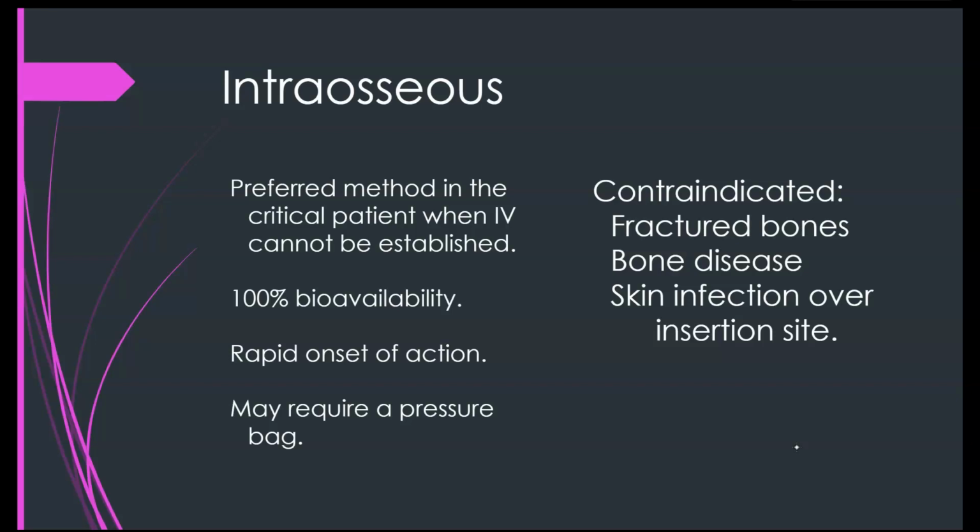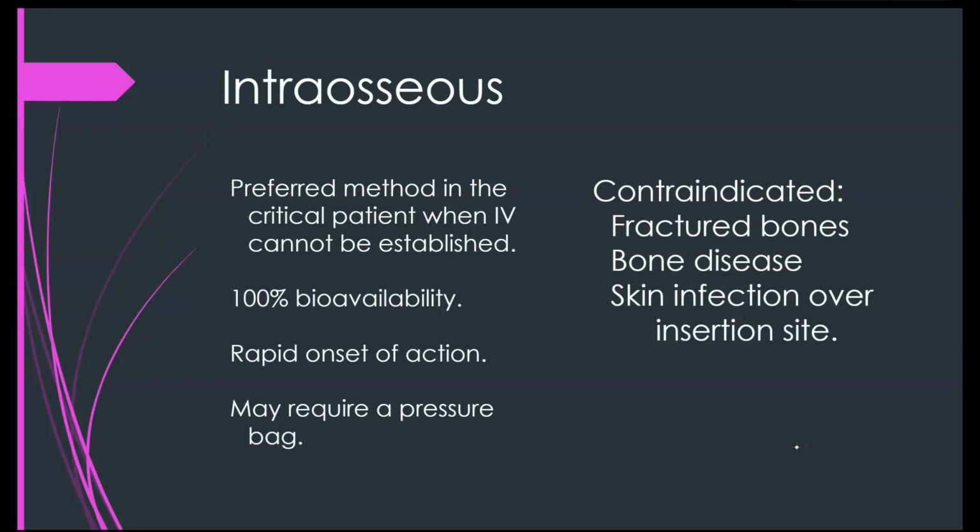IV or IO, sorry, is pretty similar to the IV, almost the same exact onset. Depending on where your IO is, the humerus is a little bit faster than the tibia, for example. But again, onset of the medication is within a few seconds. Depending on the patient's age and how good their bone marrow is, you might require a pressure bag in order to push the fluid into the bone.